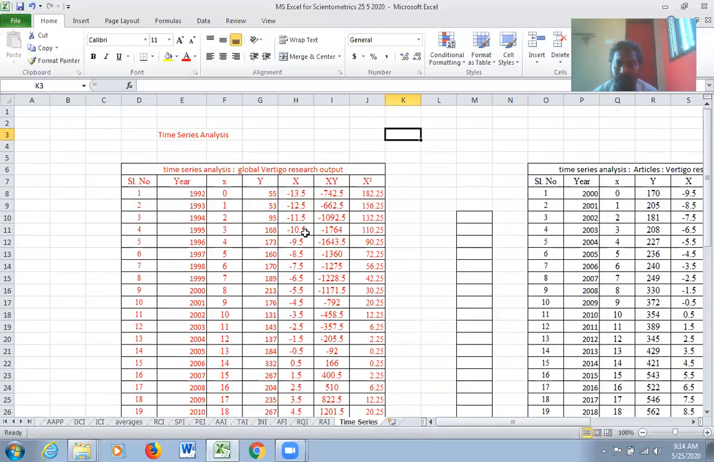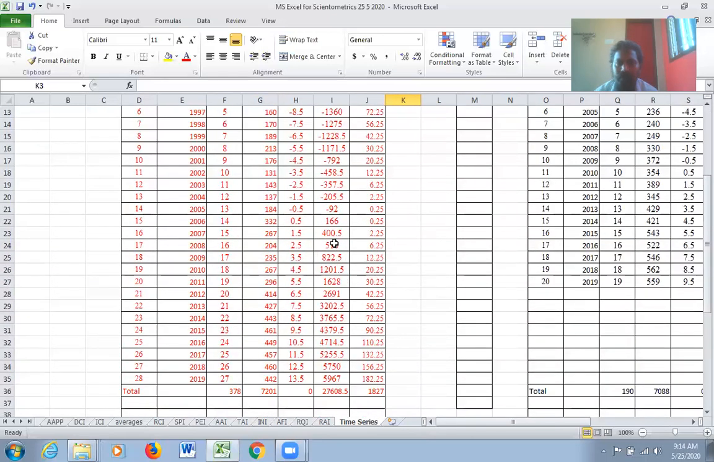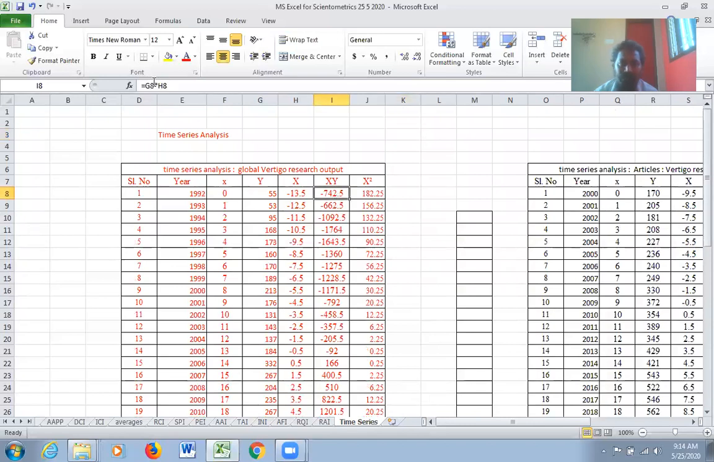Fine. So this is calculated. This we are writing it. Then EXY. So minus 13.5 multiplied by 55. You get XY for all years. You can do a simple calculation.